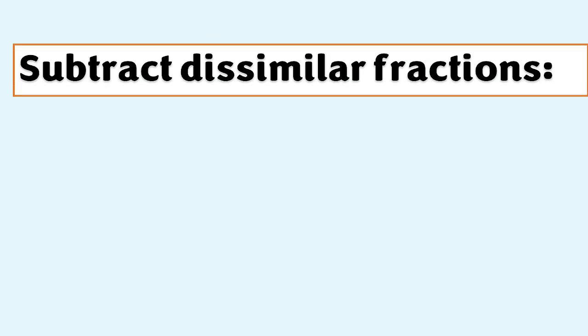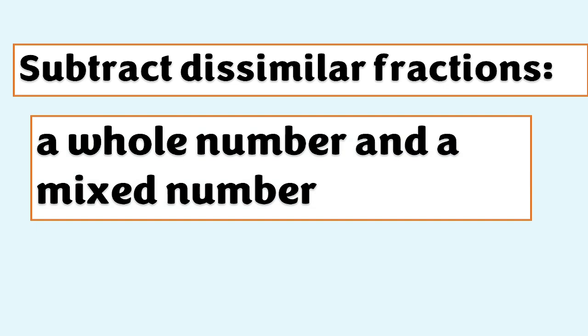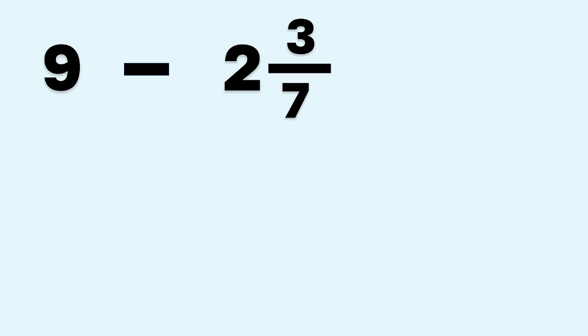Next topic, subtract dissimilar fractions, a whole number, and a mixed number. Let's solve this. 9 minus 2 and 3/7. First thing that we're going to do is regroup, or change our whole number to a mixed number, and the fractional part of that mixed number needs to equal one whole, and we need to keep a common denominator 7. So we have here 9, our whole number. We're going to regroup as 8, and then our fractional part needs to equal one whole.